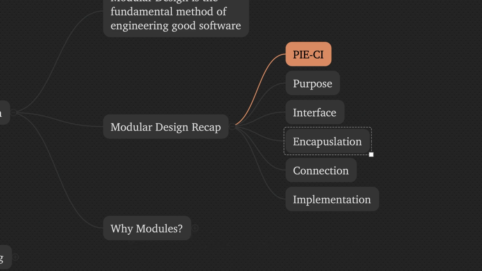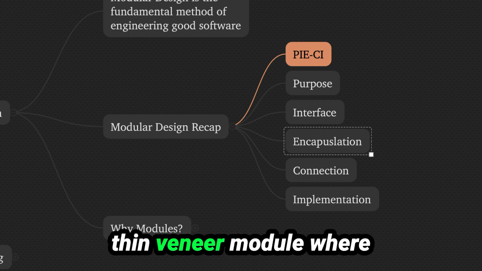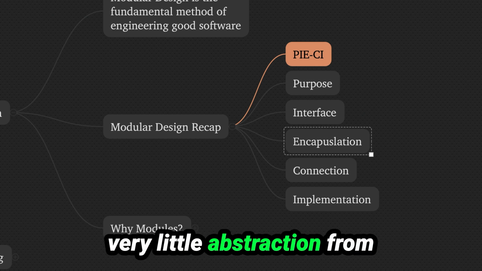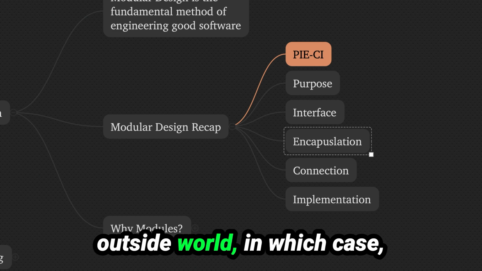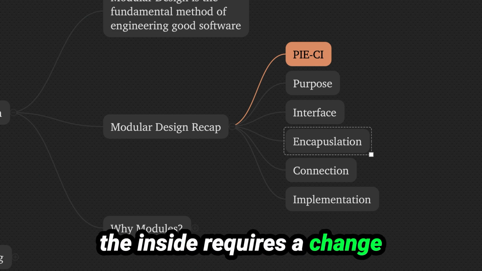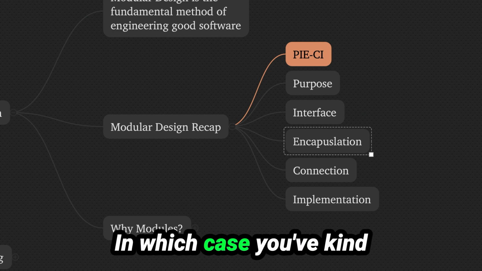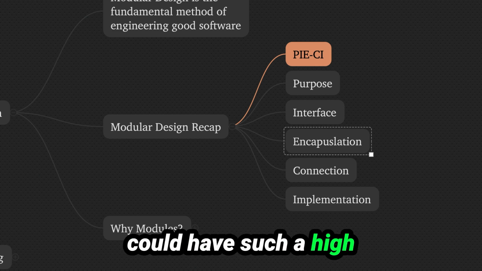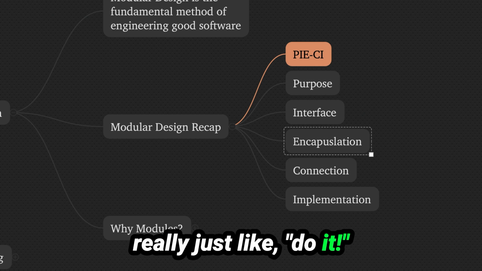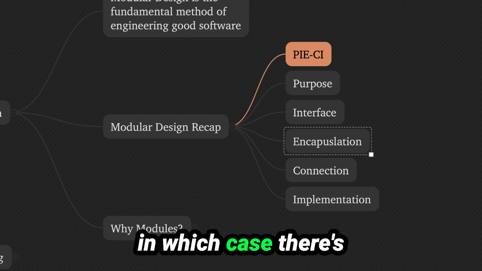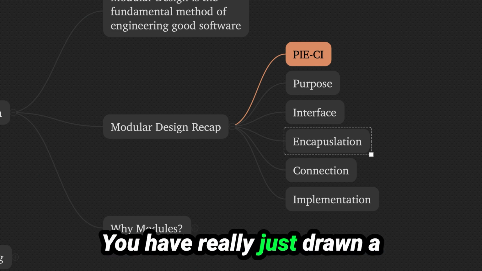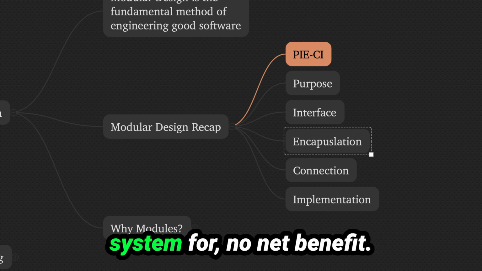individual module good. I have seen encapsulation go very awry. There's the problem of a thin veneer module, where you make a thin API that just talks straight to the encapsulation and does very little abstraction from the implementation to the outside world. In which case, any change to anything on the inside requires a change to the API, which requires a change to the clients. In which case, you kind of lost the whole point of making it a module. On the other hand, you could have such a high-level interface that it's really just like, do it, as the outside interface. In which case, there's no structure on the outside of that module. The module is just a red button. You have really just drawn a big circle around your whole system for no net benefit.